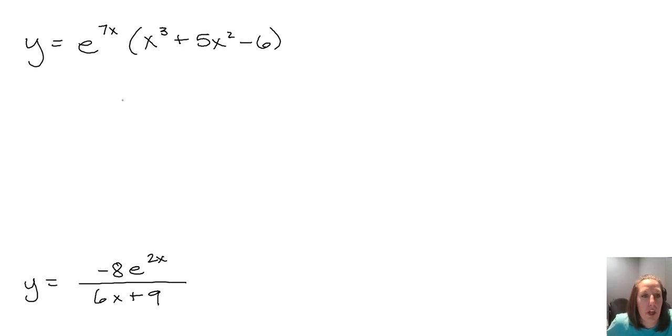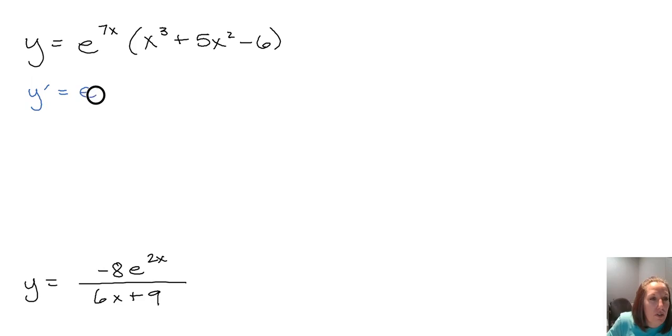Hello. In this video, we're going to look at taking some derivatives that involve exponentials along with products and quotients. So our first example, we have the function y equals e to the 7x times the quantity x cubed plus 5x squared minus 6. We want to take the derivative of this function. That is a product, so we are going to use the product rule.